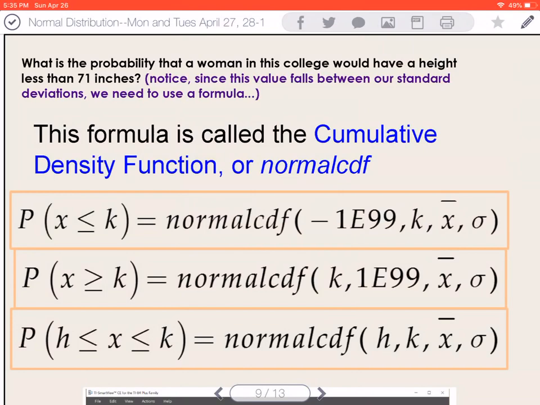So we have three different functions for the normal CDF. The first one is for when x is less than or equal to a k value. The middle one is when x is greater than or equal to a k value. And the last one is when x is limited in between two values. All right, so our question here says, what is the probability that a woman in this college would have a height less than 71 inches? Well, obviously that's going to go with that top formula for the probability of x being less than or equal to k. So how do we use our calculator to do this?